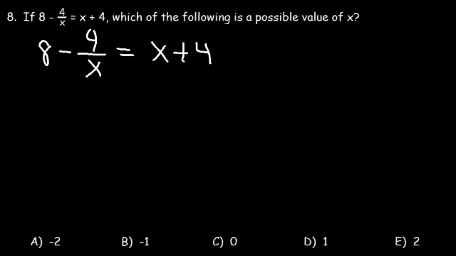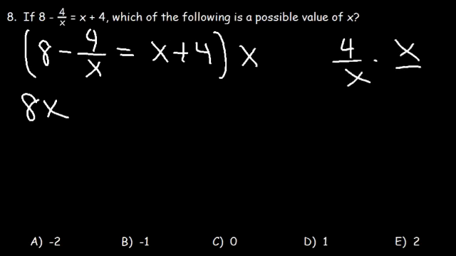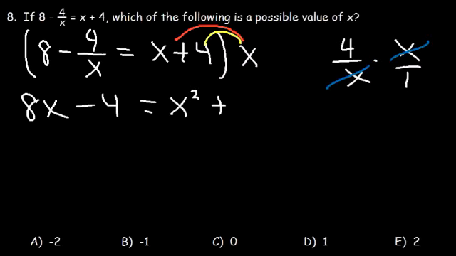So notice that the denominator of this fraction is x. So I'm going to multiply both sides by x. So x times 8 is equal to 8x, and 4 over x times x is equal to 4 because the x values cancel. So we're just going to get negative 4. And then x times x is x squared, and x times 4 is 4x.